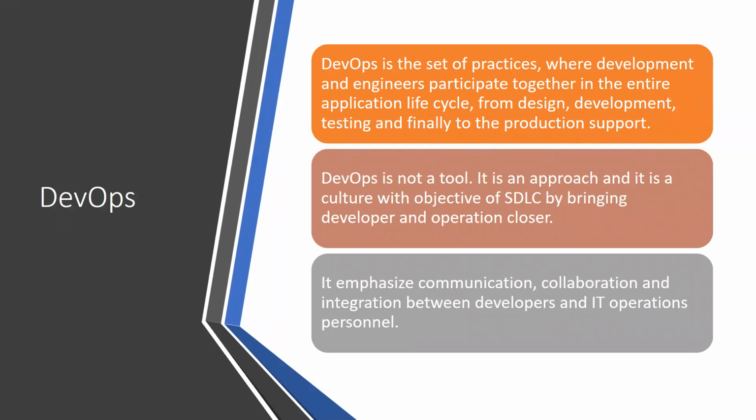Then DevOps starts. So what is DevOps? DevOps is a set of practices. So DevOps, it's a process. It is not a tool. DevOps is the set of practices in which development and engineers participate together in the entire application lifecycle, from design, development, testing, and finally production support.